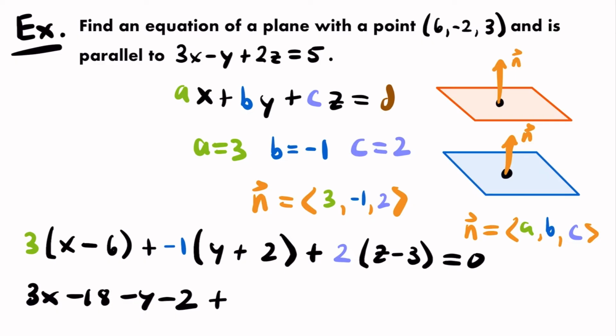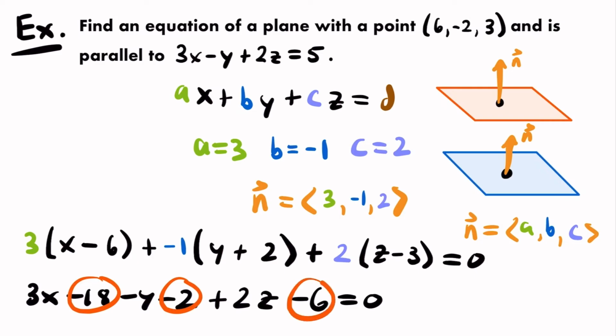All right, then we will add that to 2 times z, which is 2z, and then we have 2 times -3, which is -6, and that will be equal to 0. All right, and so now we're almost done. Now all we have to do is move all of the constant terms, or the constant values, over to the other side of the equation. And so that would be -18, -2, and -6. We're going to add 18, 2, and 6 to both sides of the equation, and that will give us this.